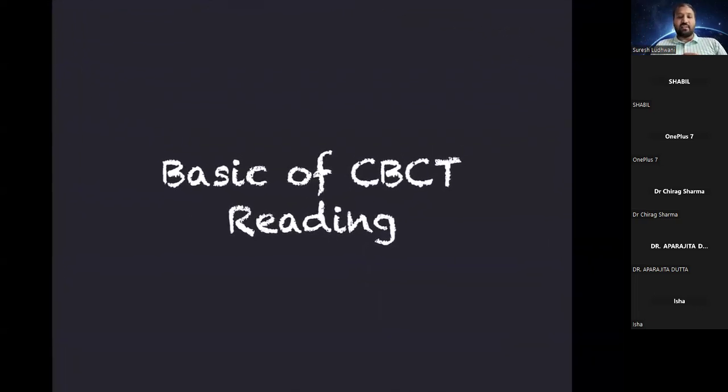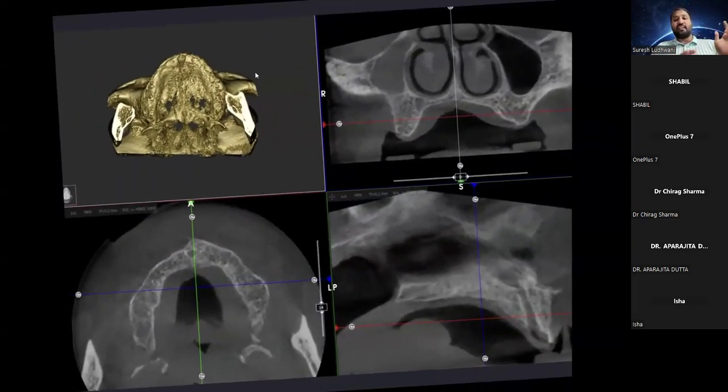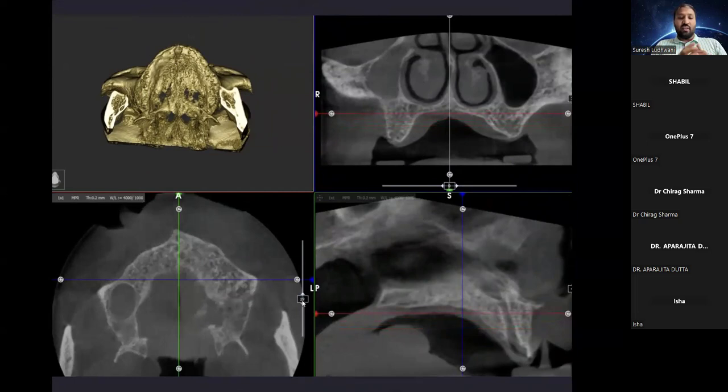Now, what is the basic CBCT reading? Now you need to understand that CBCT shows the images in three ways. One is the coronal, axial, and the sagittal. This is an axial view, I call it a bird's view.